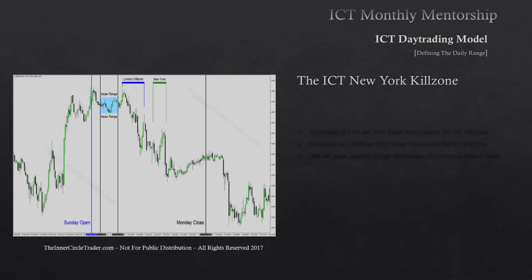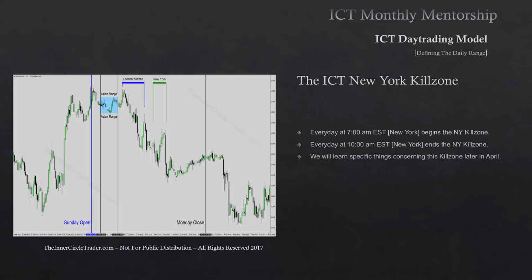Okay, the ICT New York kill zone. Every day at 7 a.m. Eastern Standard Time, New York, begins the New York kill zone. Every day at 10 a.m. Eastern Standard Time, New York, ends the New York kill zone. We will learn specific things concerning this kill zone later in April, but again, for now, these are the actual times I use to hunt the setup.